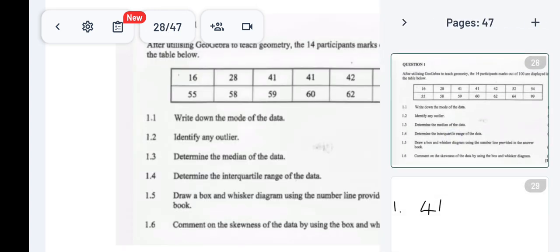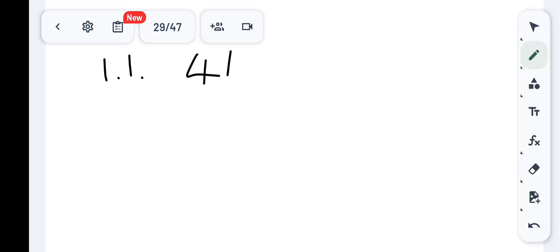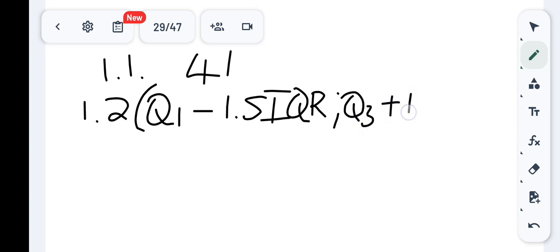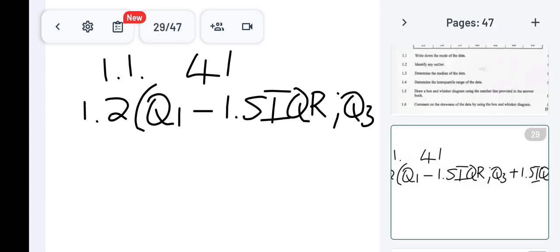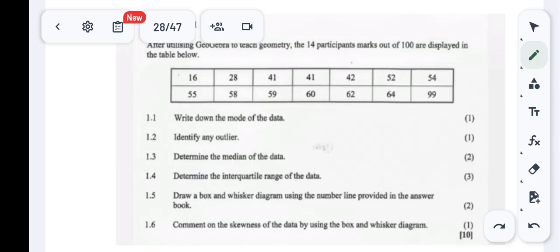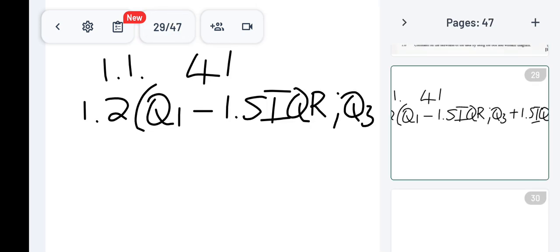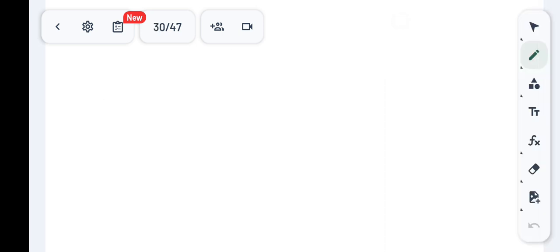Identify any outlier. For outliers we are going to use our formula: Q1 minus 1,5 interquartile range, and Q3 plus 1,5 IQR. I know it seems as if you have to do a lot of work to find 1 mark, but it's worth it, guys. So what is Q1? Q1 is our lower quartile.